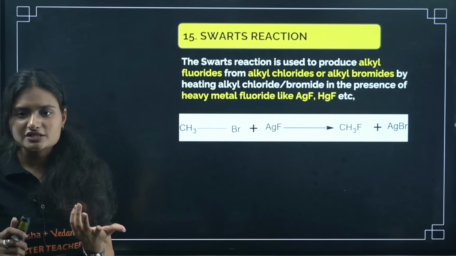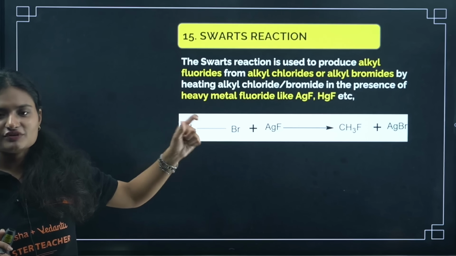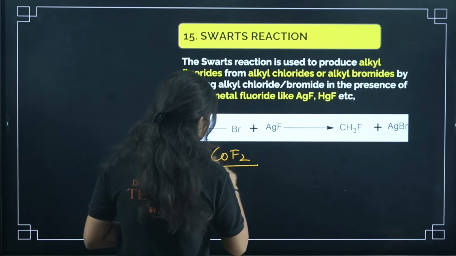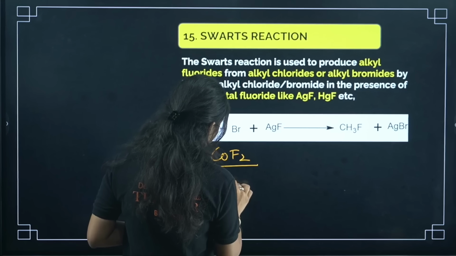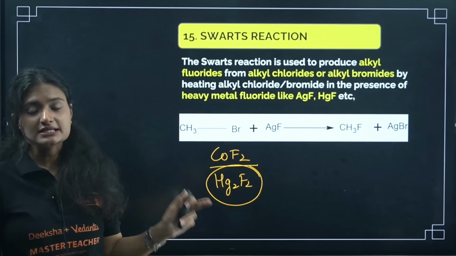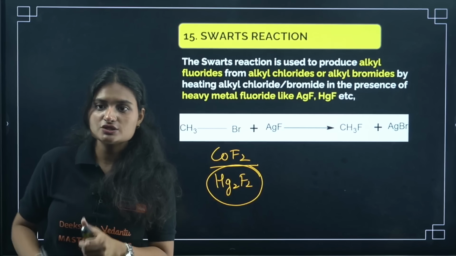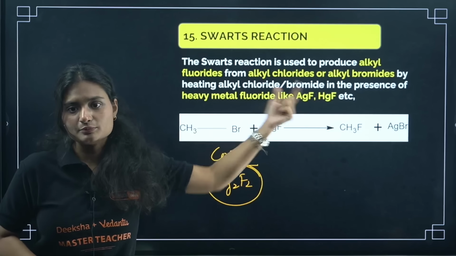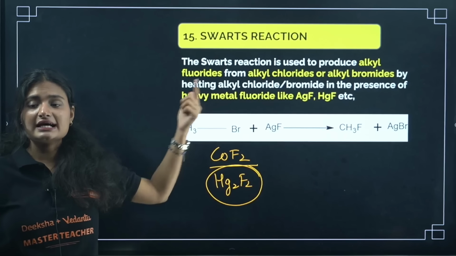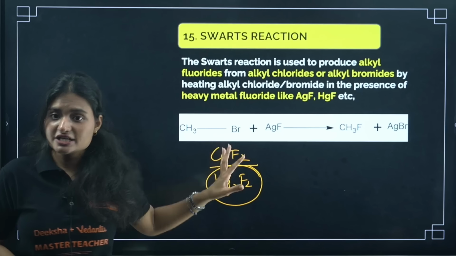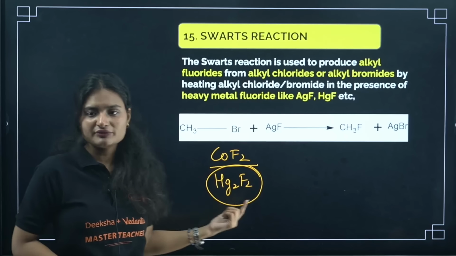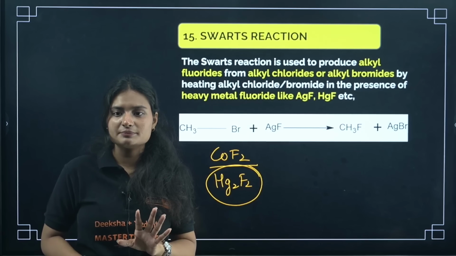There are some other reagents that we can also use. We can use AgF, we can use Hg2F2, we can use CoF2 also, and we can use SbF3 also. All these reagents can be used to synthesize alkyl fluorides using alkyl chlorides and alkyl bromides. That is your Swarts reaction. We synthesize alkyl fluorides using alkyl chlorides or alkyl bromides, and the reagents we use are very important: AgF, Hg2F2 or CoF2, all these reagents are being used.